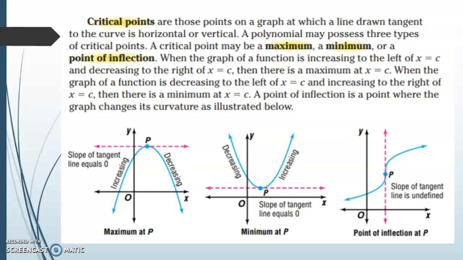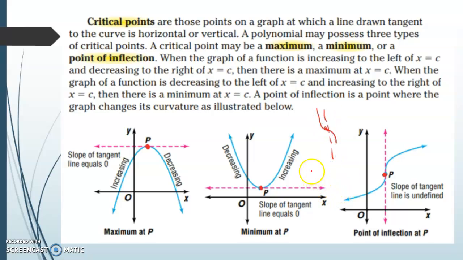Critical points are those points on a graph at which a line drawn tangent to the curve is horizontal or vertical. That would be a critical point because when you draw a line through it, it is horizontal. That's a critical point. And that is one. When you draw a line on it, that's vertical.